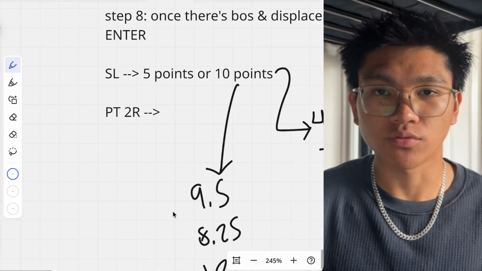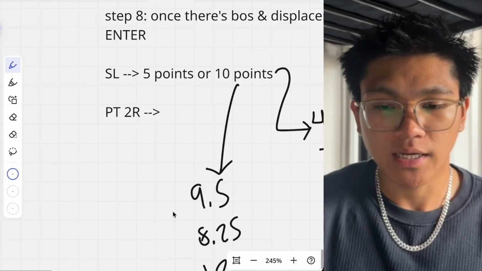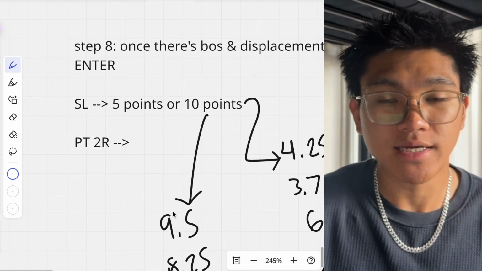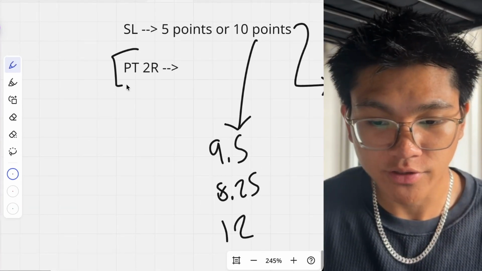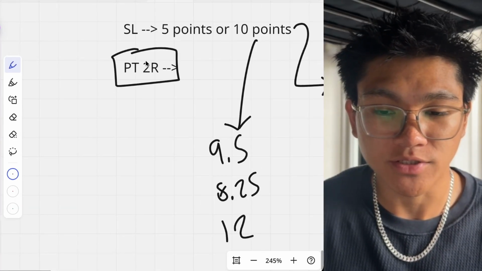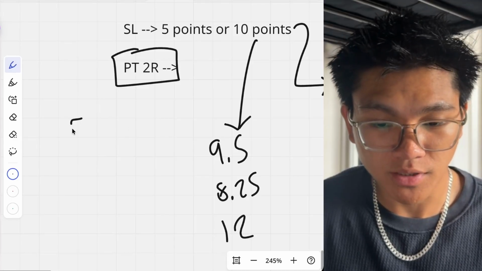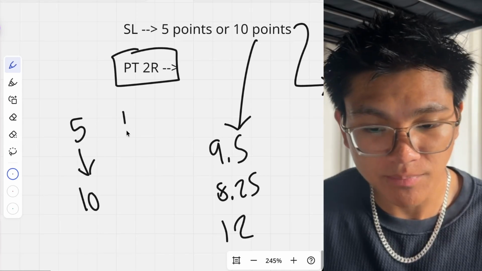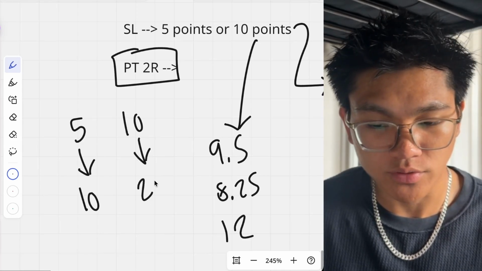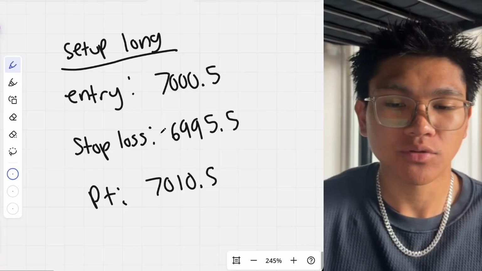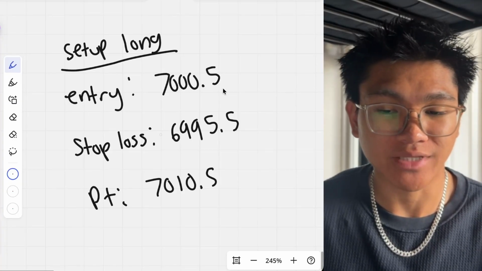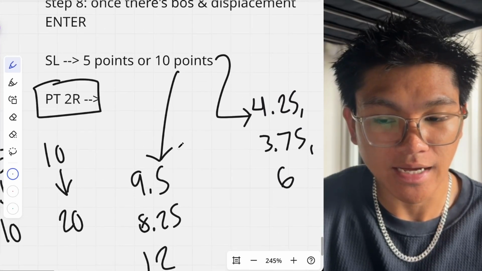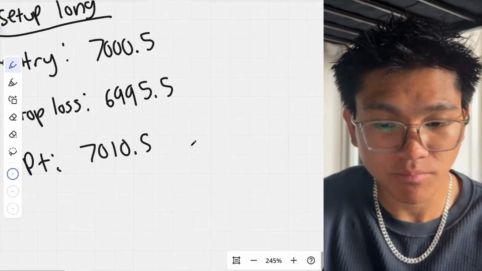So pretty simple, literally only 2 different stop loss options. And when I say 5 points or 10 points, I mean that is what we are going to be taking from the entry. Lastly, our profit target right here is going to be 2R. So that means if our stop loss is 5 points, our profit target is 10 points. If our stop loss is 10 points, our profit target is going to be around 20 points. So for a quick example, if we are long and our entry is at 7,000.5, we're going to look at the previous candlesticks. So let's say that the average range for the candlesticks is about 5 points.